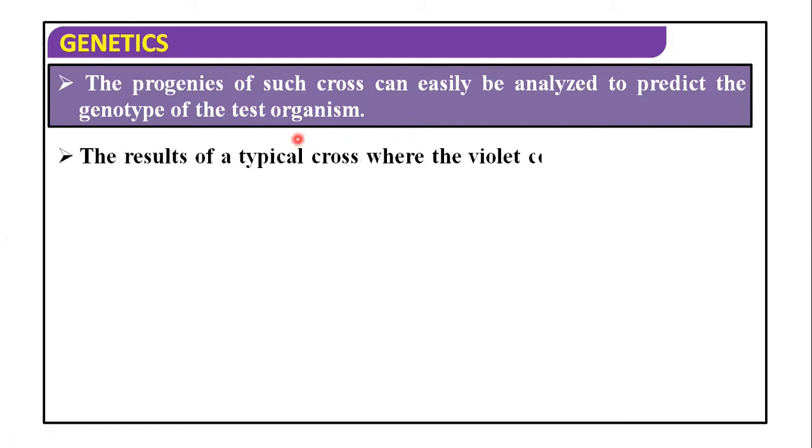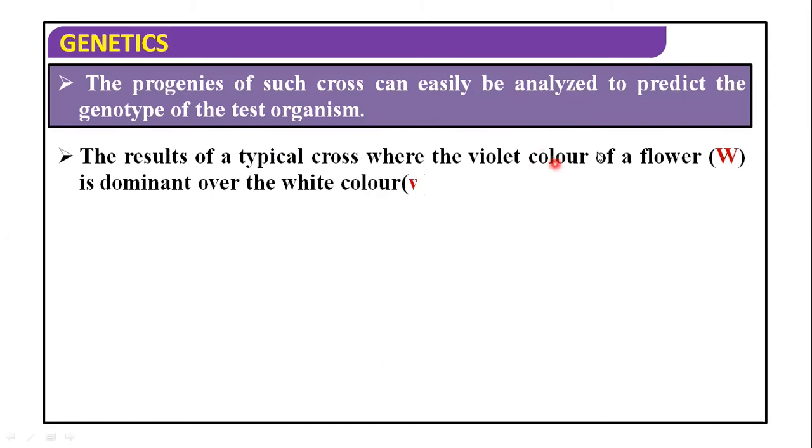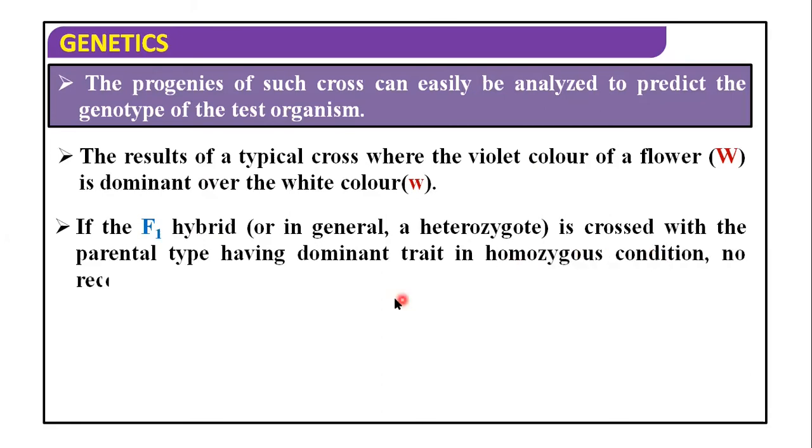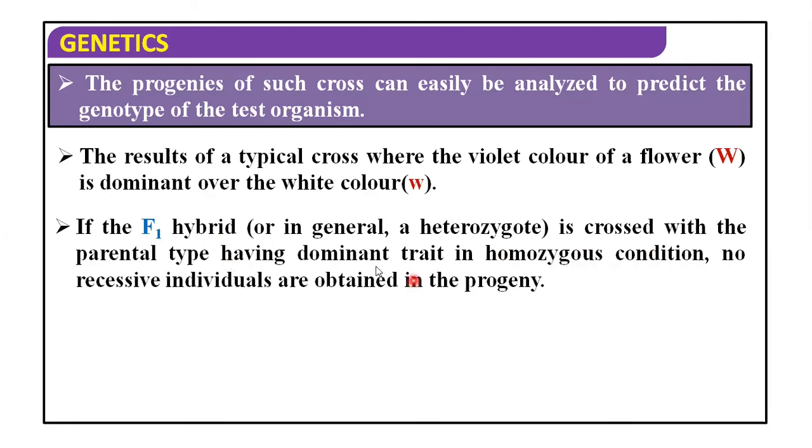The result of a typical cross where the violet color of flower, capital W, is dominant over the white color, small w. If the F1 hybrid, or in general a heterozygous, is crossed with the parental type having dominant trait in homozygous condition, no recessive individual is obtained in the progeny.